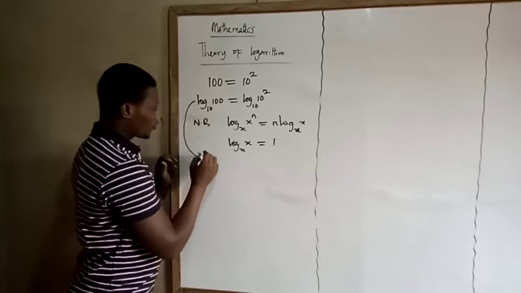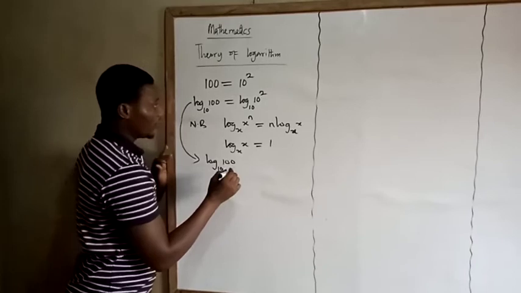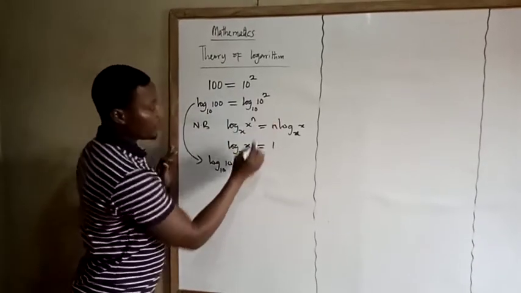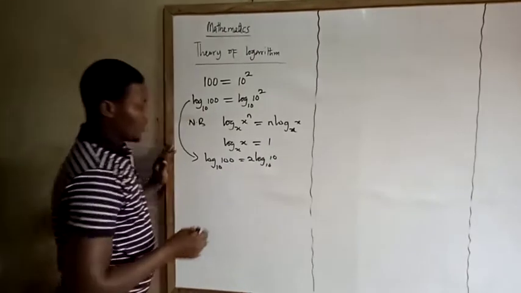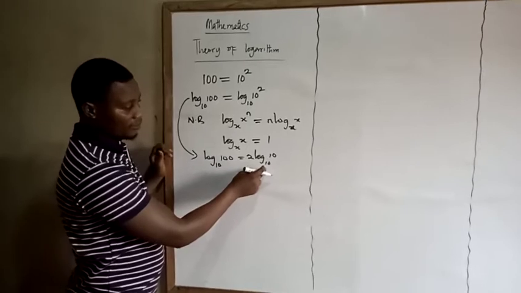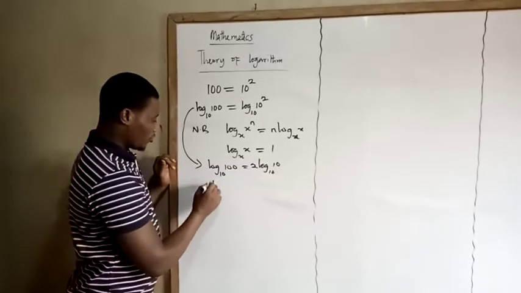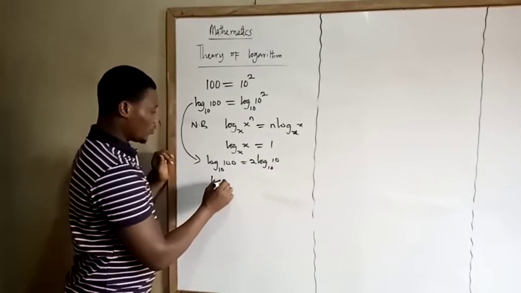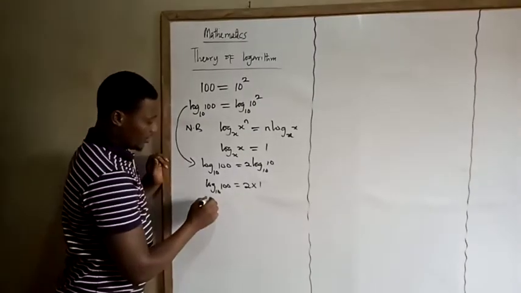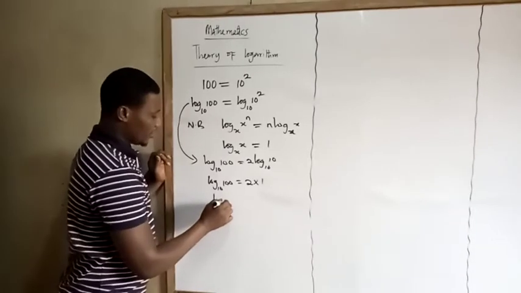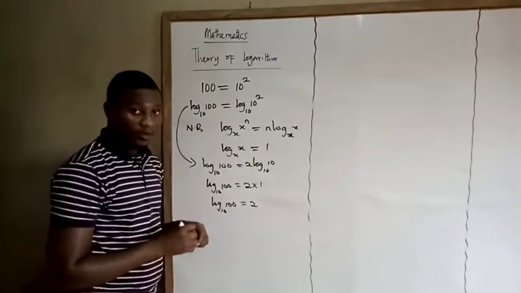So from there, we can simplify that further. Log base 10, 100 is equal to, since this 10 has power here, 2 log base 10, 10. And since you already know that anytime the base is still the number, log base 10, 10 is 1. So we have log base 10, 100 equal to 2 times 1, meaning log base 10, 100 is equal to 2.